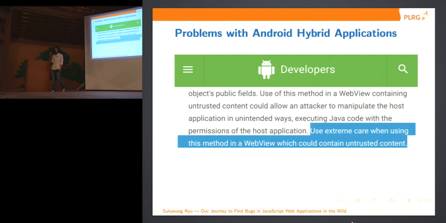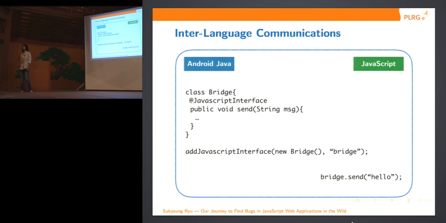Really, if it requires extreme care, why don't you have a tool to detect that and let the developers know that? So that made us work on these hybrid applications. So here's a simple code telling you how they work. Here's Java code. It has a class called bridge. It has one method named send. And here's addJavascriptInterface. That's the magic keyword saying that my Java object, new bridge, is going to be passed to the JavaScript environment. Hey, JavaScript, you can use my object because I allow you, but using this name, bridge. That's all it says. Then JavaScript can call the method on it.